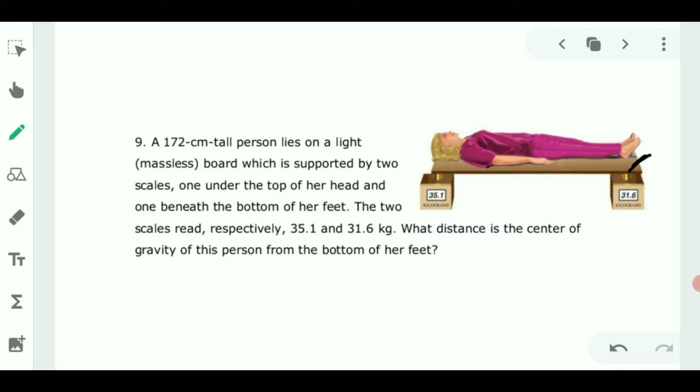Consider one condition of static equilibrium. In this case, we'll consider the summation of torque to be 0, and set this point to be our pivot, so we consider the forces working at this point. We're trying to find the distance of the center of gravity of this person from the bottom of the feet. So our equation will consider the condition of torque: summation of torque is equal to 0, and we'll consider the force of the two scales.